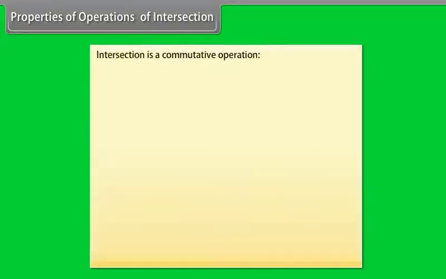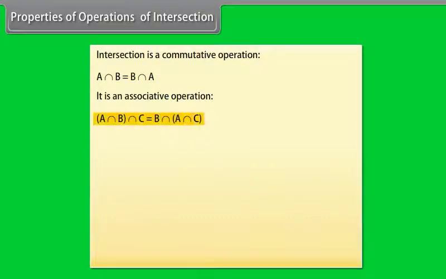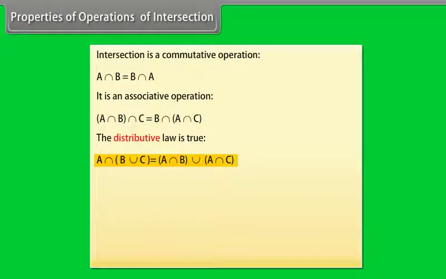Properties of operations of intersection. Intersection is a commutative operation. A intersection B is equal to B intersection A. It is an associative operation. A intersection B intersection C is equal to B intersection A intersection C. The distributive law is true. A intersection (B union C) is equal to (A intersection B) union (A intersection C).